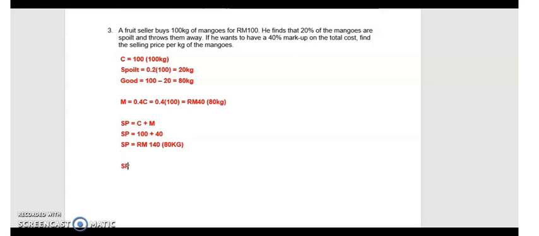Okay, now we want to find the price for 1 kg. So selling price per kg will be 140 divided by 80 kg. So 1 kg will be equivalent to how many ringgit? So here you will get 1 ringgit 75 cents.